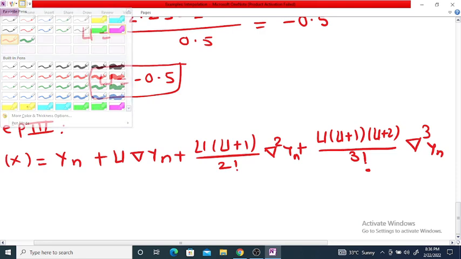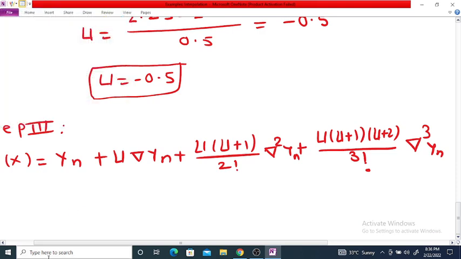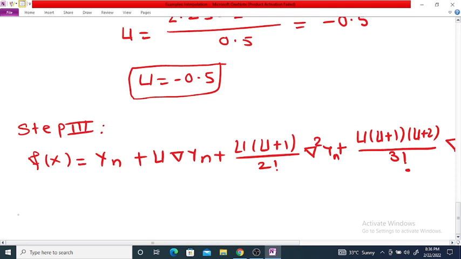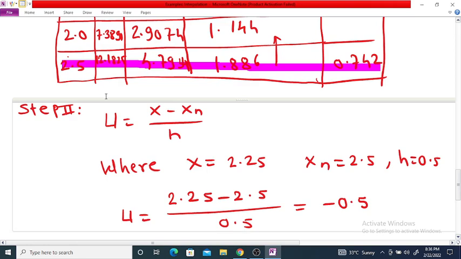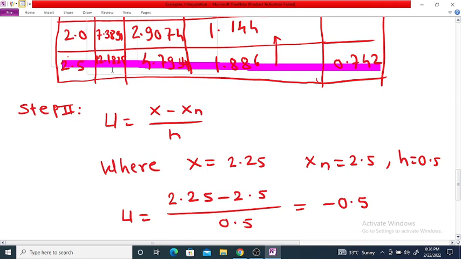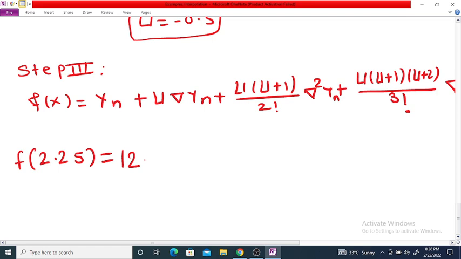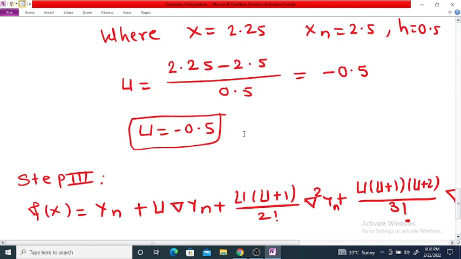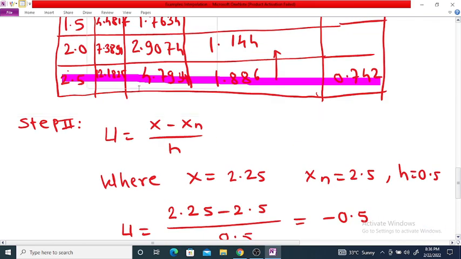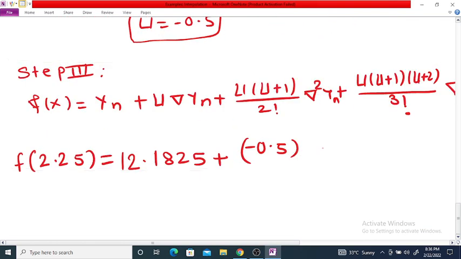So f of x, that is f of 2.25, is equal to yn. What is yn here? This is xn equal to 2.5, so yn is 12.1825, plus u, which is minus 0.5, into del yn. What is del yn? It is 4.7934.